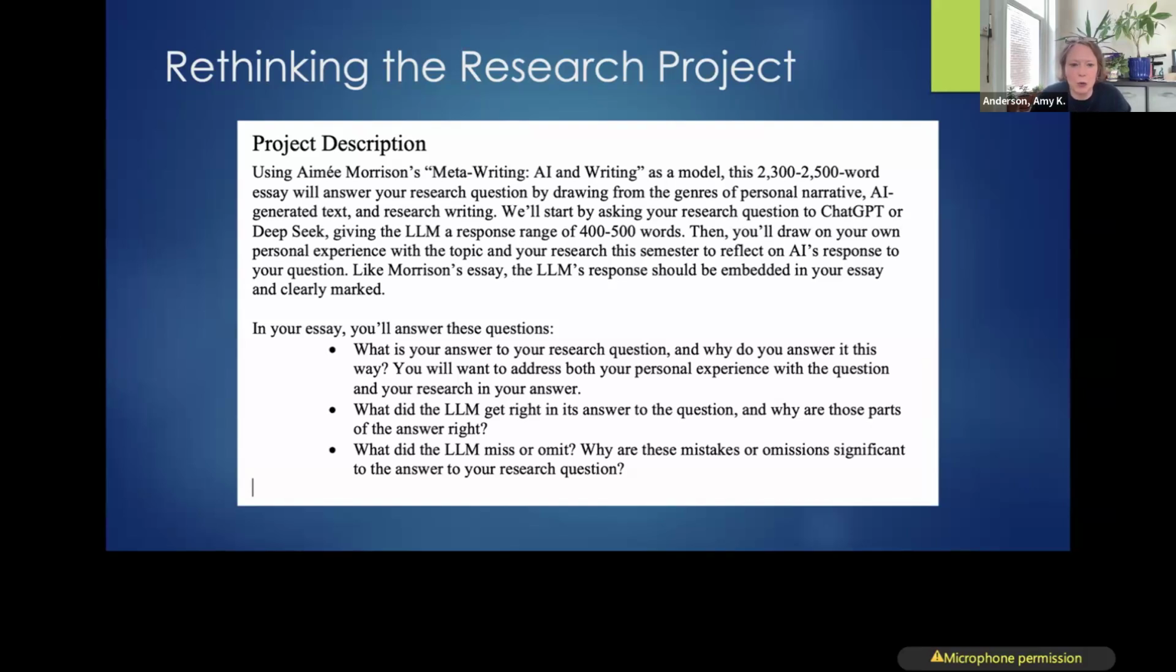In your essay, you're going to answer these questions. What is your answer to your research question? Why do you answer it this way? So I'm going to ask students to pull in their personal experience and their research. What did the LLM get right in its answer to the question? And why are those parts of the answer right? What did the LLM miss or omit? Why are these mistakes or omissions significant to its answer to your research question? Since they're probably going to put their research questions into AI anyway, I thought we would just address it head on and have them write back to what the LLM generates.